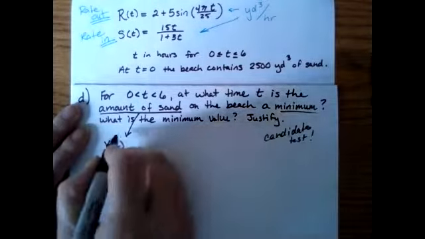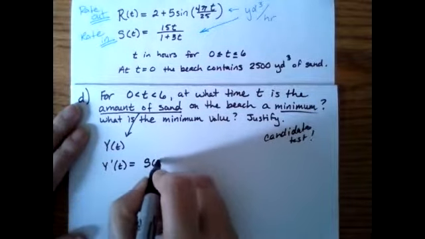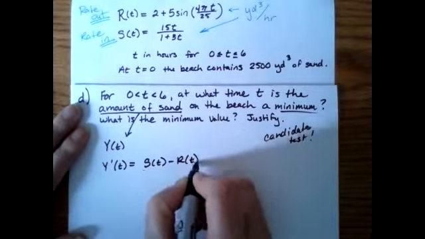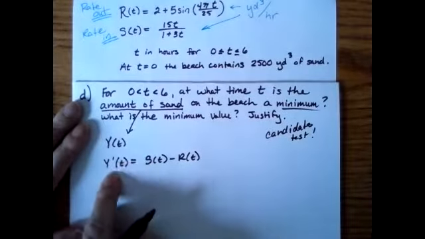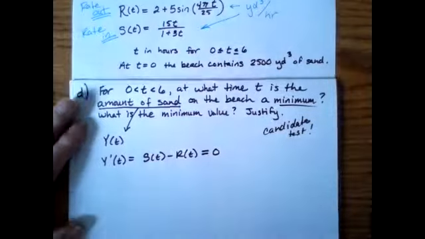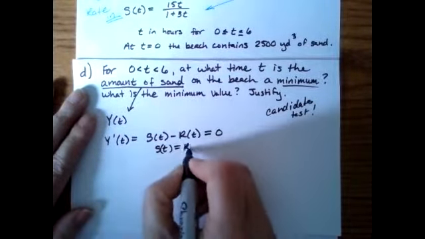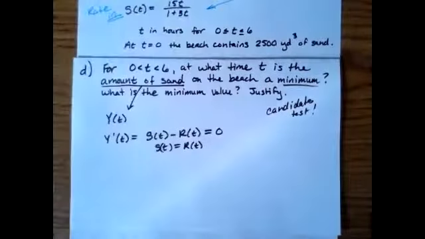So that means I need the derivative of y of t. We just figured out the derivative in the last problem: it is s at t minus r at t. Y prime of t, I think I misspoke there. Y prime at t is this. And we need to set this equal to 0 in order to find our candidates. That means we are looking for where s at t is equal to r at t.